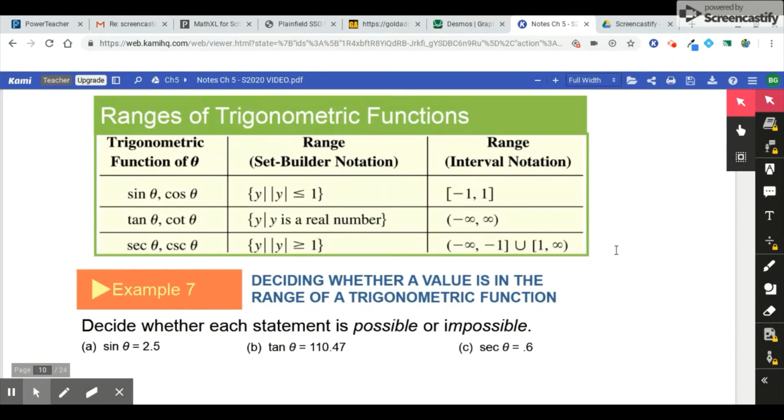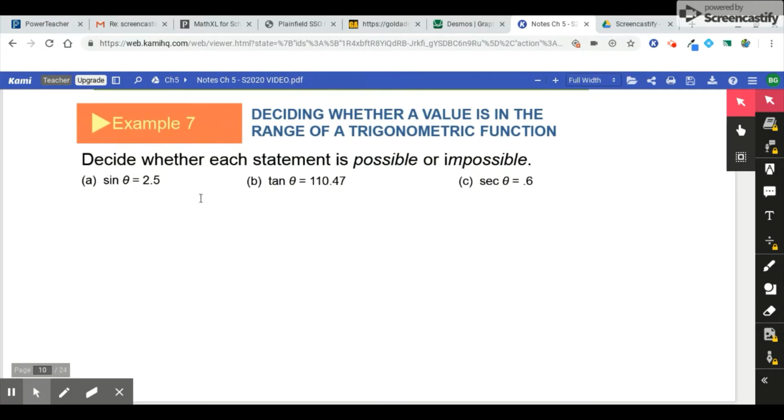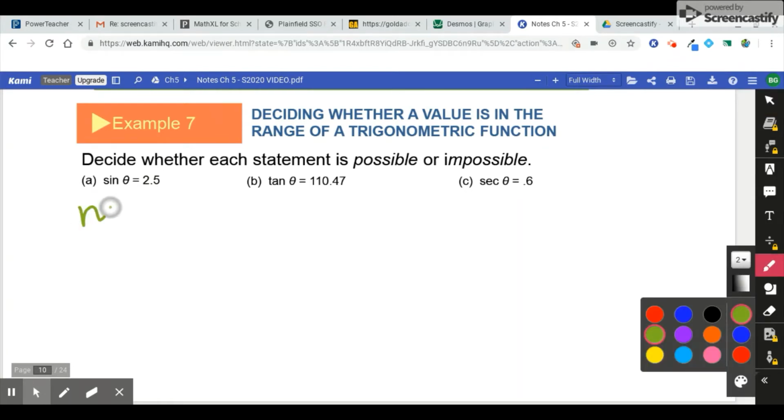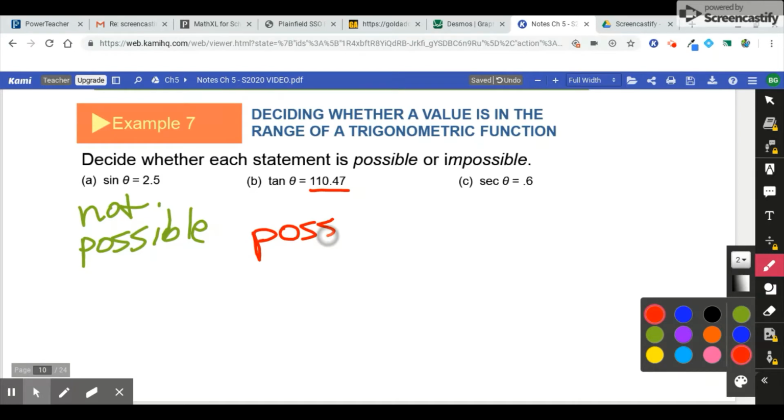Okay, so number 7, determine if these things are possible. Is it going to be possible for me to get an output value of 2.5 here? That's not possible because the range is between -1 and 1. That means the answer is going to be between -1 and 1. 2.5 is not possible. How about tangent theta equals 110.47? Is that possible? That is possible because the range on a tangent is all real numbers.